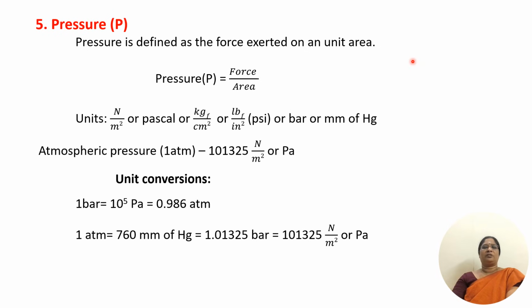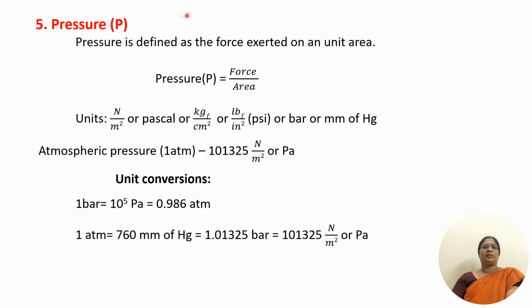Pressure is defined as the force exerted on a unit area. Pressure is equal to force by area. The different units are Newton per meter square, or it can be expressed as Pascal, kg per centimeter square, or lbf per inch square, which is also called pound per square inch. The other units in which we can express are bar or mm of Hg.